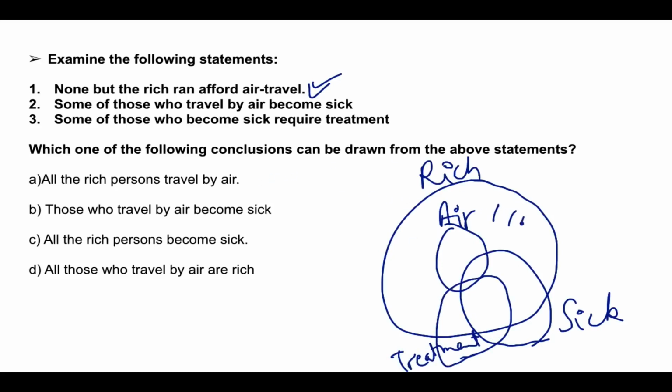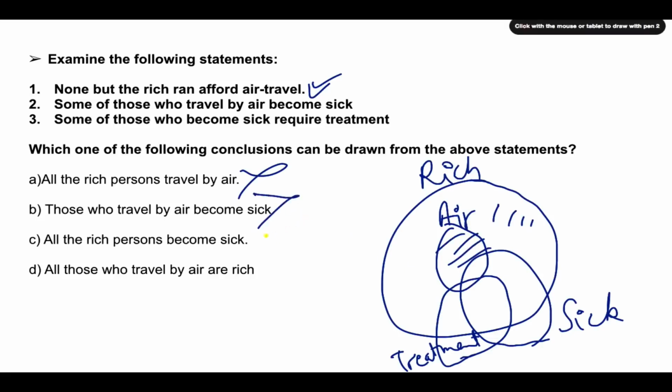Now comes: all the rich persons travel by air. No, this portion does not travel by air, so this is wrong. Those who travel by air become sick. No, this portion does not become sick, so this is also wrong. Then all the rich persons become sick.